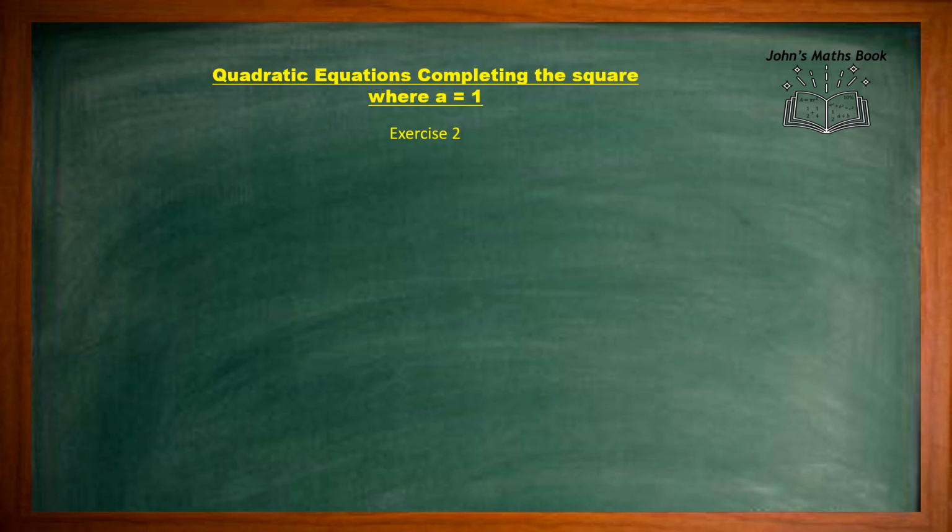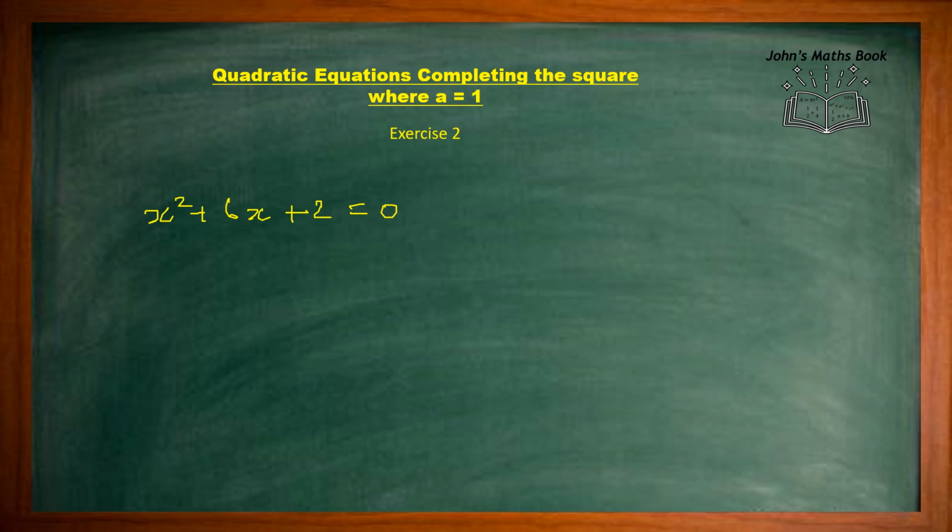So for exercise number 2, let's solve the quadratic x squared plus 6x plus 2 equals 0. Pause the video now and see if you can work out the correct answer. So hopefully you got the correct answer. So let's see if we can complete the square and find the roots and the vertex.